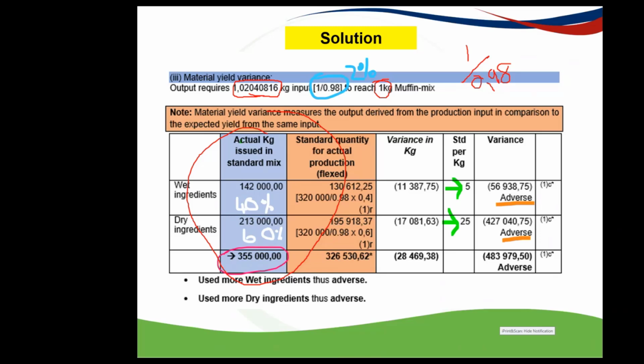Okay, so you take the 1 and divide it by 0.98, and that tells you, if you want an output of 1 kilogram muffin, you're going to have to put in 1.0204816 kilograms of input. Okay, so that's just important to know, because remember we said then this is my normal loss, and my normal loss I incorporate into my standard.